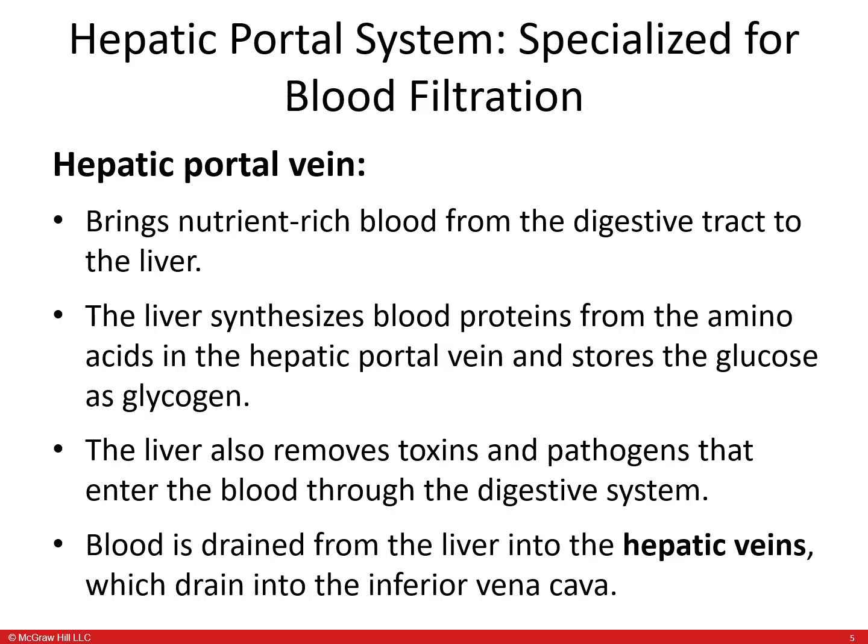A hepatic portal vein brings blood that is rich in nutrients from the digestive tract to the liver. The liver synthesizes blood proteins from amino acids from the hepatic portal veins and stores sugars as glucose and glycogen as well. The liver also removes toxins and pathogens that enter the blood through the digestive system. And then the blood is drained from the liver into the hepatic veins, which drain into the inferior vena cava.